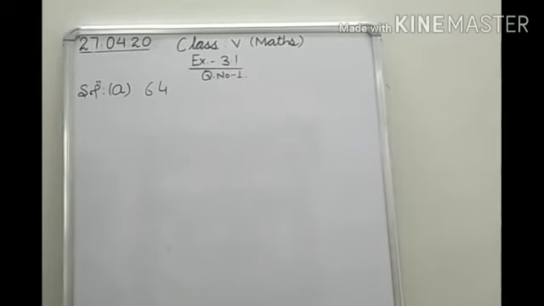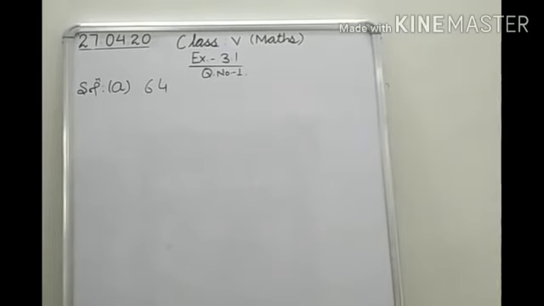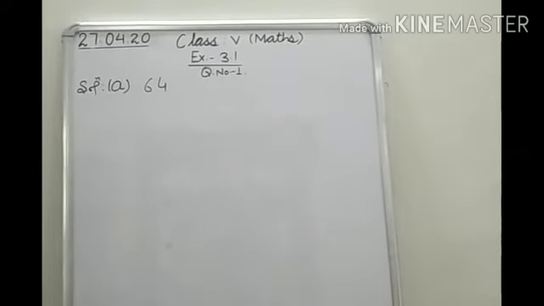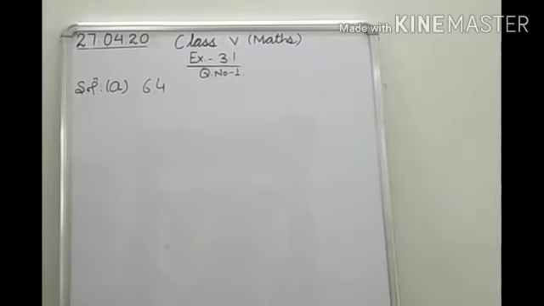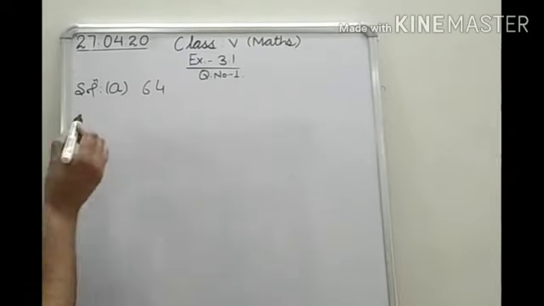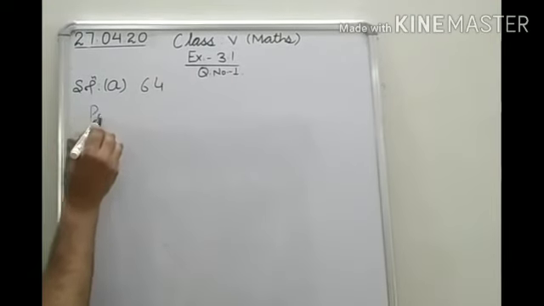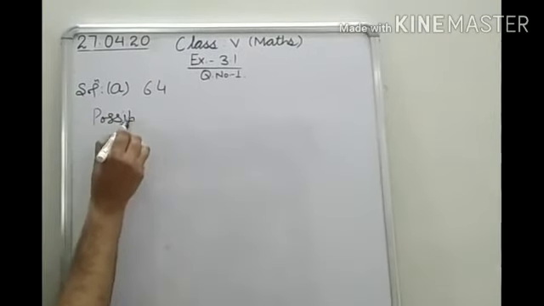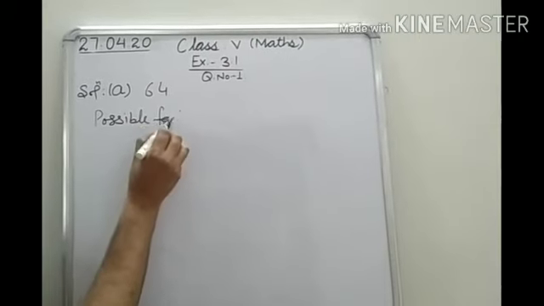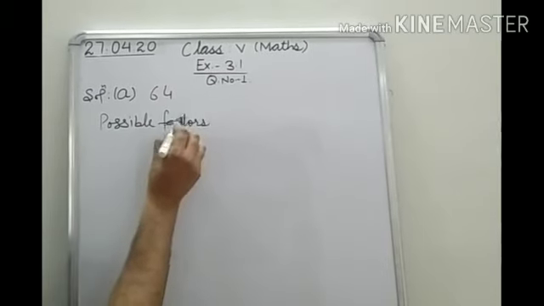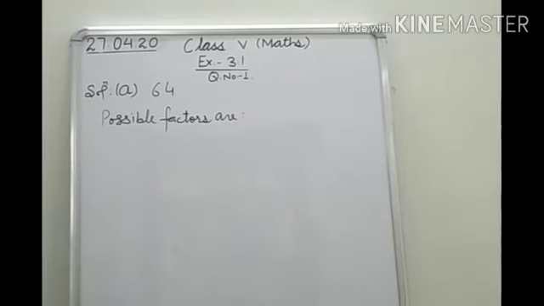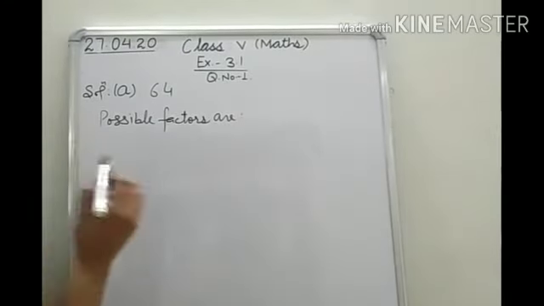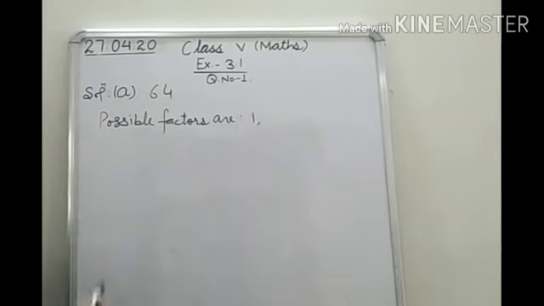In your previous video you have studied the divisibility test of different numbers. So we will apply those here and find out all the possible factors. So we write here possible factors are. We know that 1 is the factor of every number. So the first factor of this number will be 1.